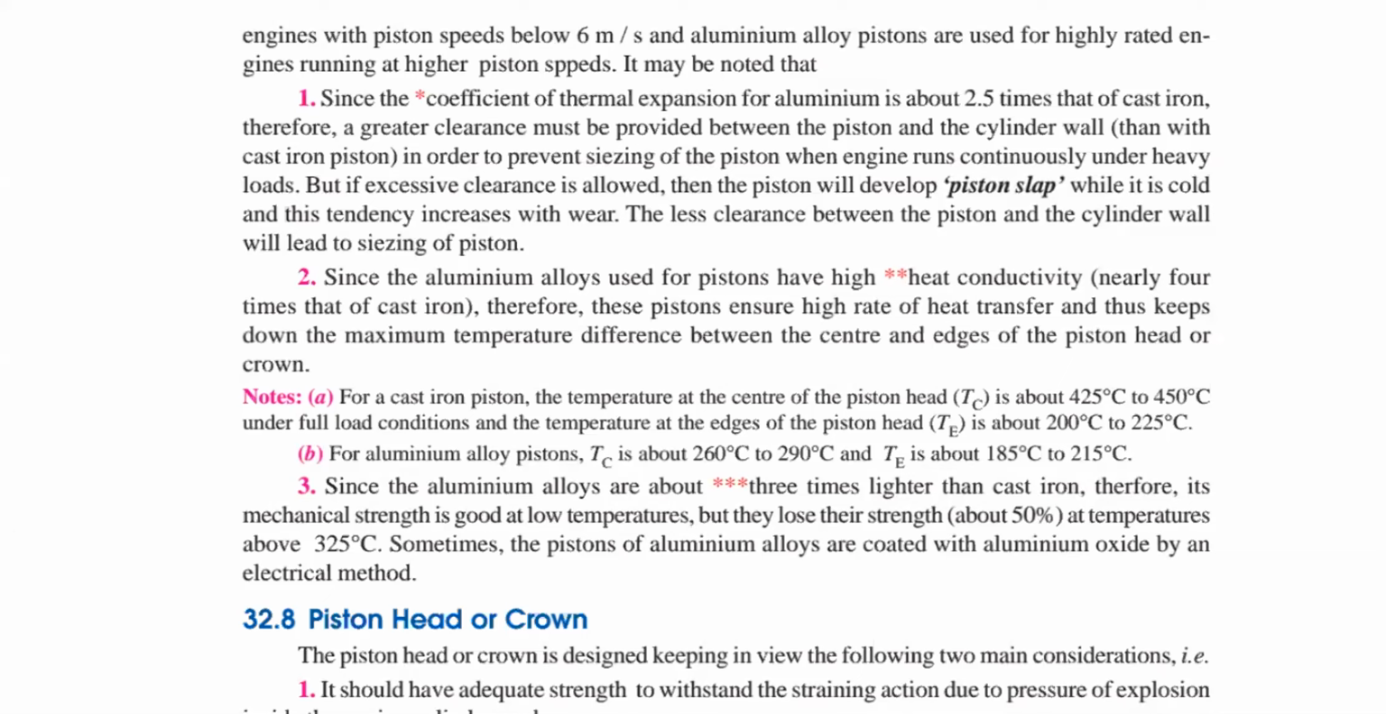Here the important point is to observe the piston slab. One term is the piston slab. You are already observing it on your screen, written in bold letters. And carefully observe the second and third points.